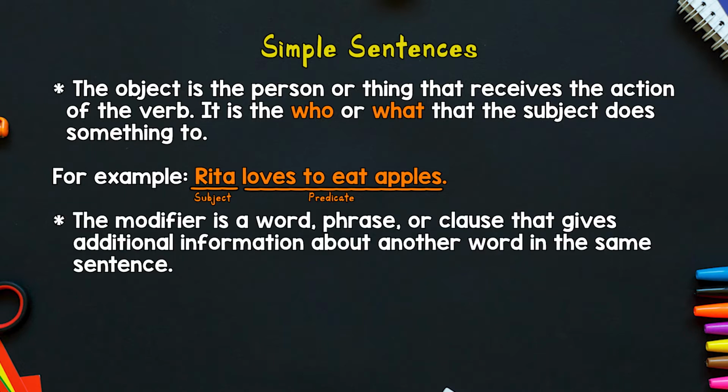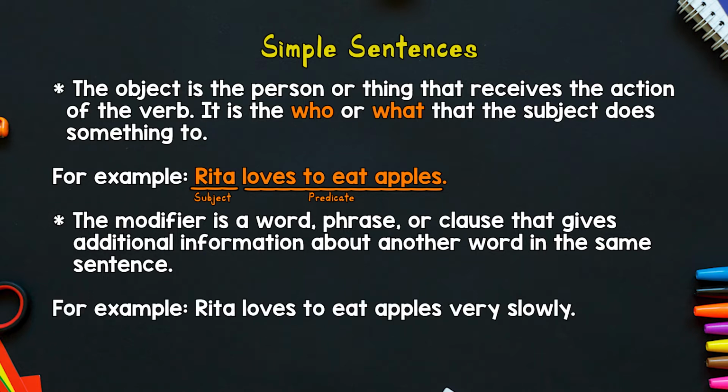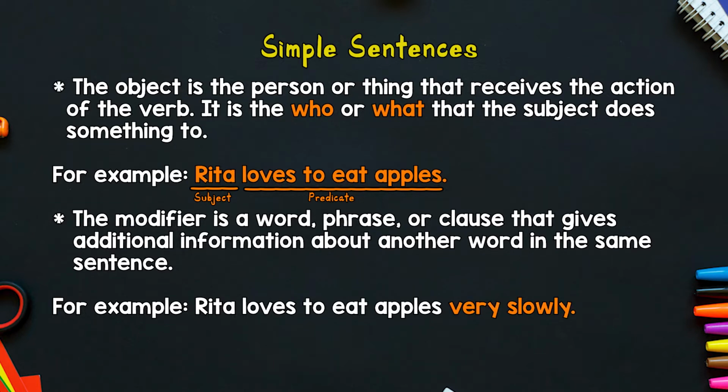Then we have our modifier that we could also include in our simple sentences. So the modifier is a word or phrase or clause that gives additional information about another word in the sentence. So we know that Rita loves to eat apples, but how does she do it? Very slowly. So Rita loves to eat apples very slowly.